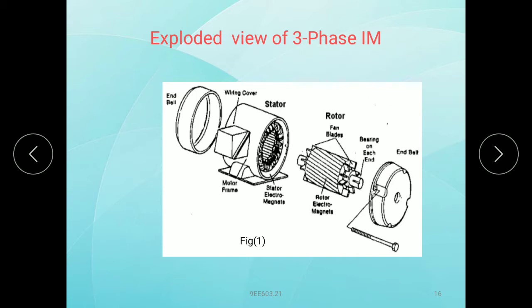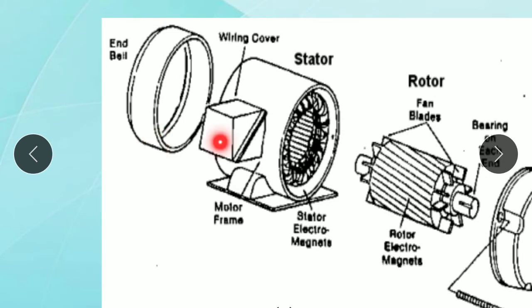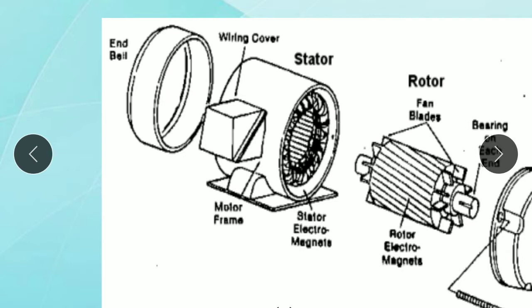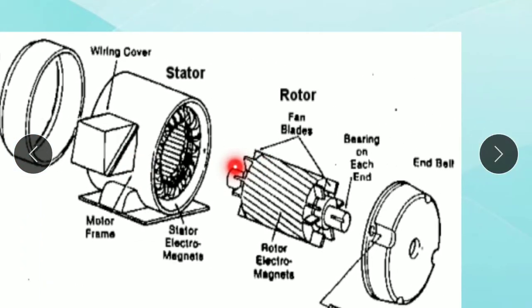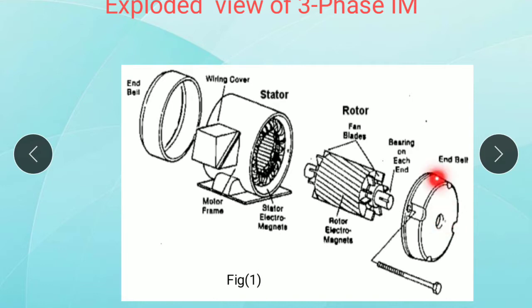And the exploded view of a three-phase induction motor. Here, observe this one. This is the end bell, wiring cover, and this one is the stator, electromagnetic in this way. This is called the motor frame, and this one is the rotor. These are the fan blades. Here the rotor is electromagnetic, with a bearing on each end. And this one is the end bell.